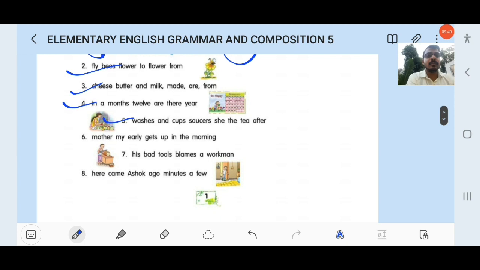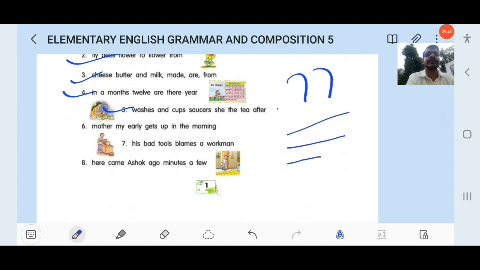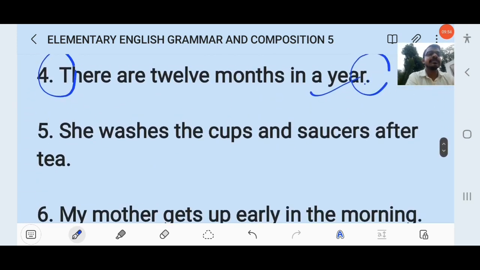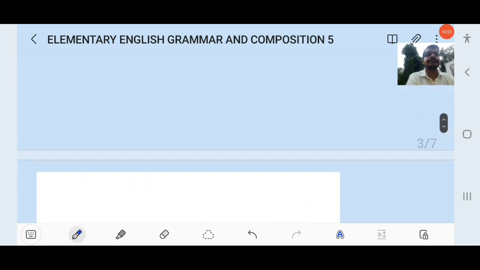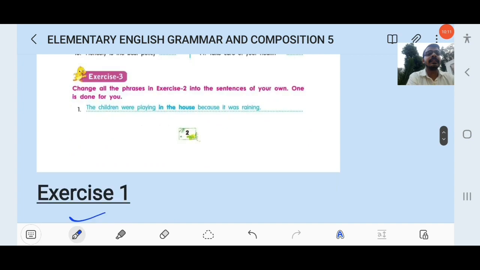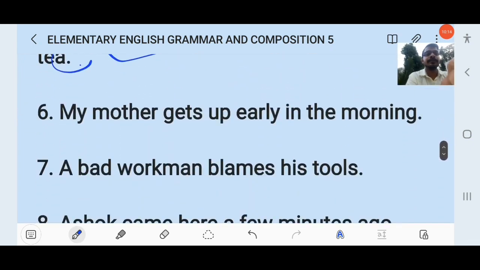Then next question number 5: washes and cups, saucers see dirty after. These are a group of words, but what does it mean? Here you have to write: She washes the cups and saucers after tea. S should be capitalized and end the sentence with a full stop. Then next question: mother my early gets up in the morning. My mother gets up early in the morning. M should be capitalized. My mother gets up early in the morning, then end the sentence with a full stop.